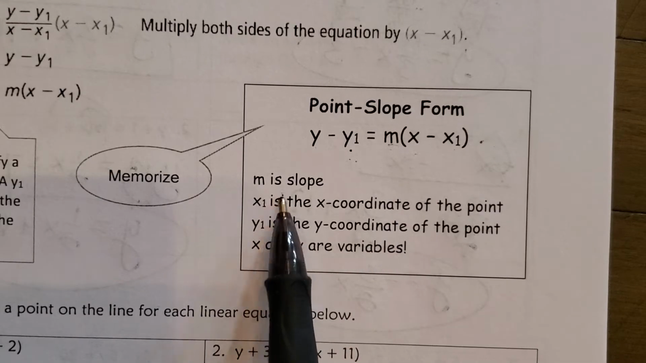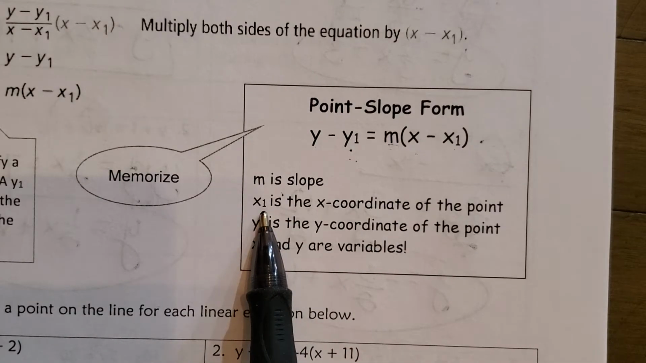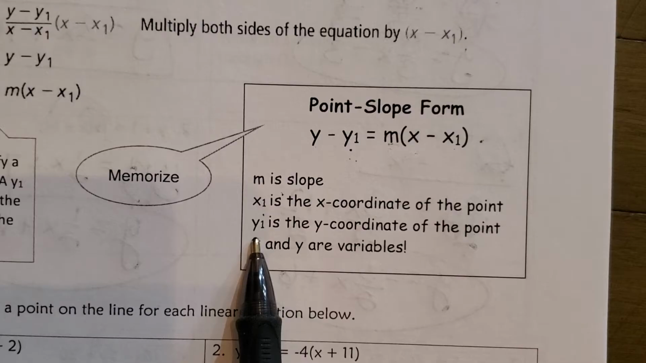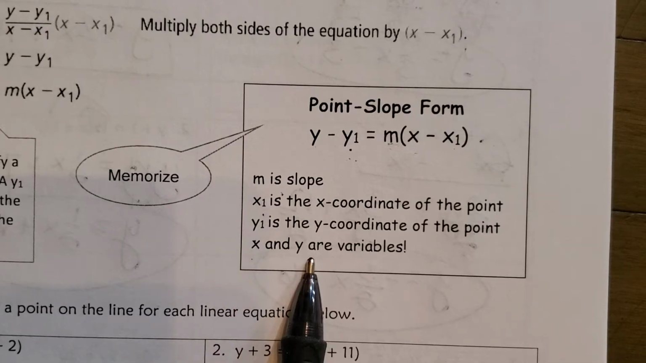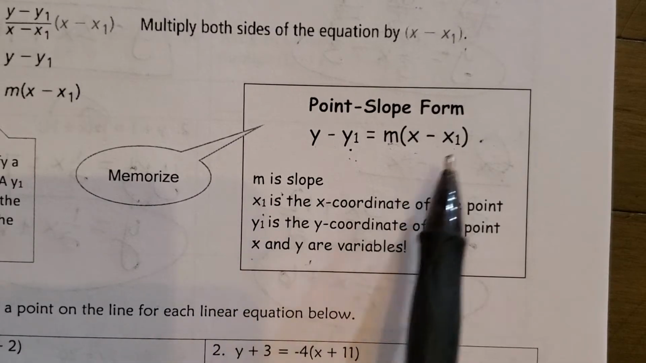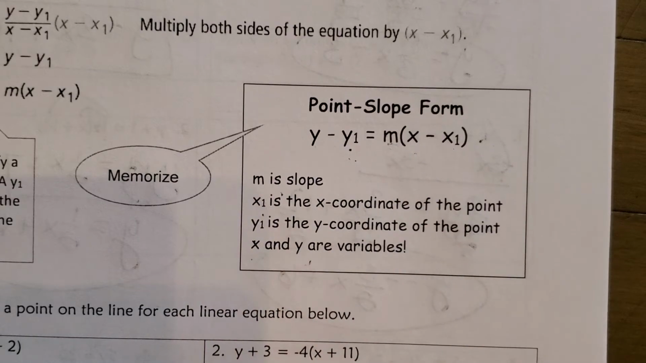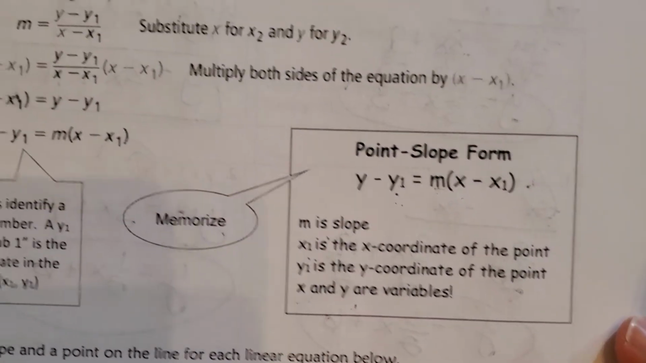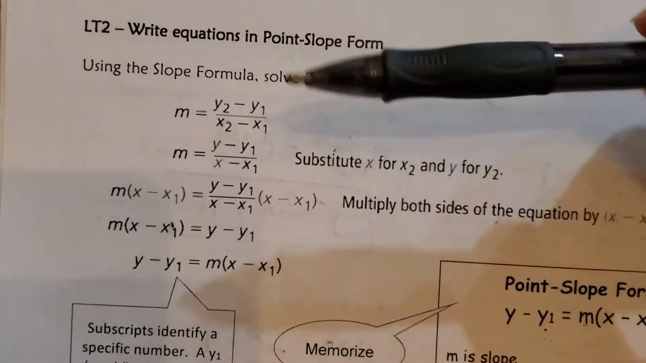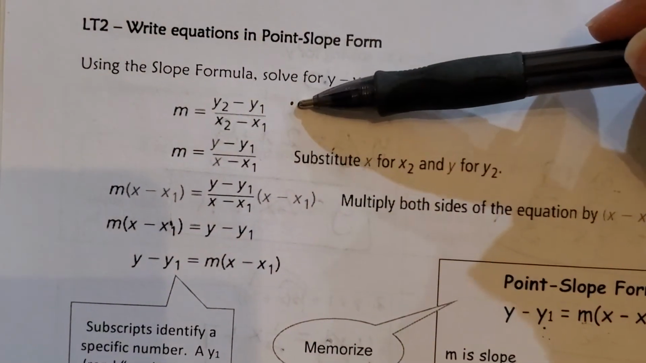So m is the slope, x sub 1 is the x coordinate of a point you have, y sub 1 is the y coordinate of the point, and x and y are the variables. You need to memorize that point-slope formula if you're in my class. And this is just kind of a way to show you how they got the point-slope formula.